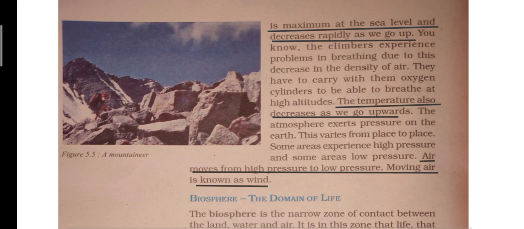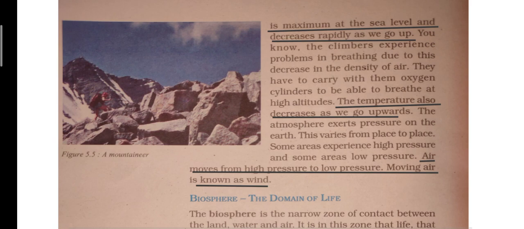So children, the density of the air is maximum at the sea level or the ground level because there are a lot of gases present at the surface of the earth. But as you go to a higher place, then the density of gases will decrease or become less. For example, mountain climbers have to carry an oxygen cylinder when they climb the mountain because at the higher altitude the density of air decreases and there is shortage in the oxygen level also. That is why they experience breathing problems. Then the temperature also decreases as we go upwards.